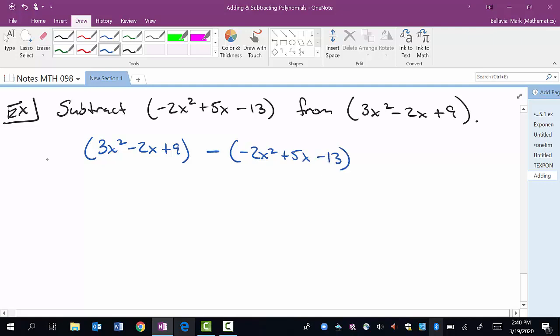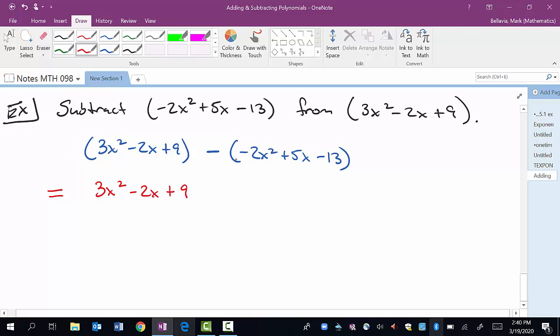So the order that you put these in is important because your signs won't be the same otherwise. You're taking the first one away from the second one. You always put the second one first, and then you subtract the first one away from it. Once we're here, now we proceed as normal. In this first one, there's no value to multiply through, so we can just drop the parentheses, and you get 3x squared minus 2x plus 9.